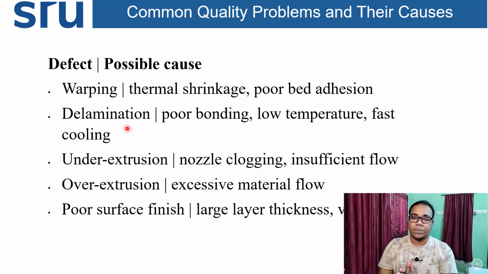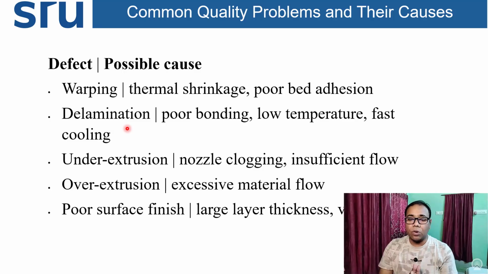Similarly, under extrusion. Sometimes the nozzle clogging will be there, or sometimes insufficient flow of the material will come. If the nozzle is clogged, the required quantity supposed to come out from the nozzle will not come, so insufficient flow of material will take place. The required layer thickness for one layer will not be achieved, so printing may give a defective product or may be stopped.